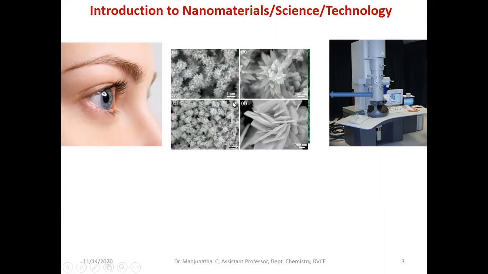Some other materials also look like normal powder through the naked eye. However, if you see the same powder through an electron microscope, you will see beautiful structures at the nano level. See the scale. This is 200 nanometer. It is actually made up of microparticles of that zinc oxide.